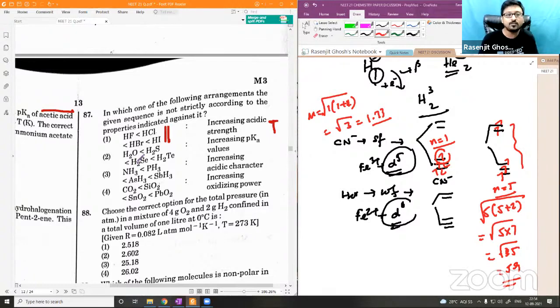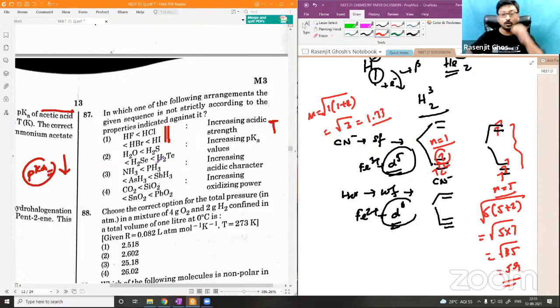True statement. Next one, H2O, H2S, H2Se, H2Te. It is the increasing value of pK. First of all, pK value depends on the acidic character, right? Now, higher the acidic character, lower the pK. Why? Because we know pKa is basically minus log of K value. So if it is highly acidic, then the pK value will be low. pK value will be low if it is highly acidic.